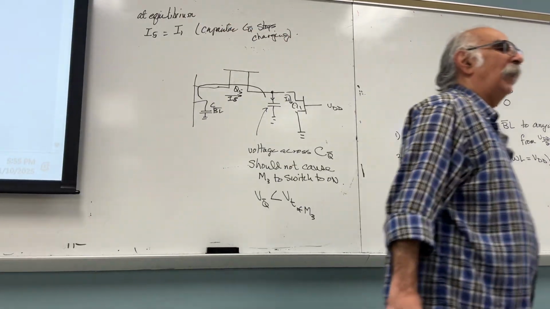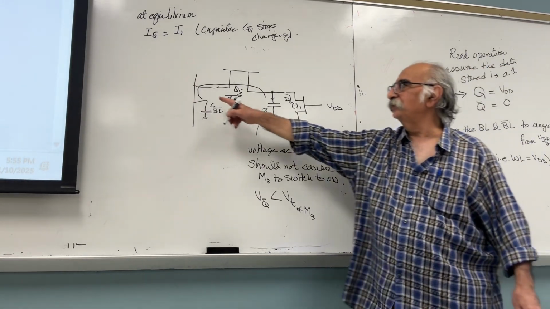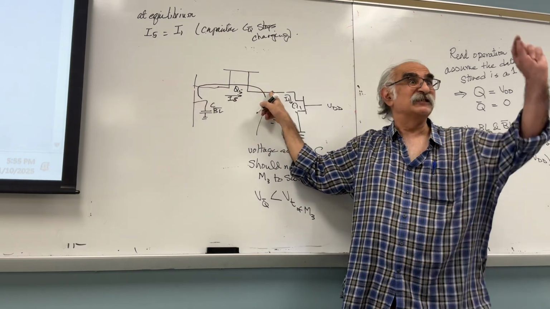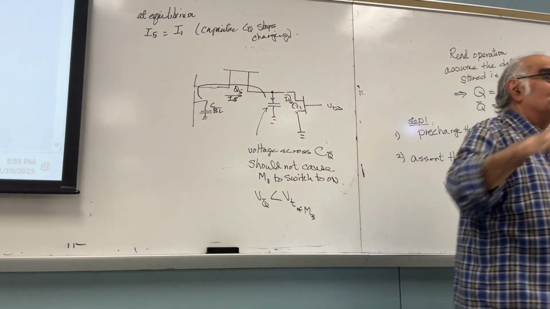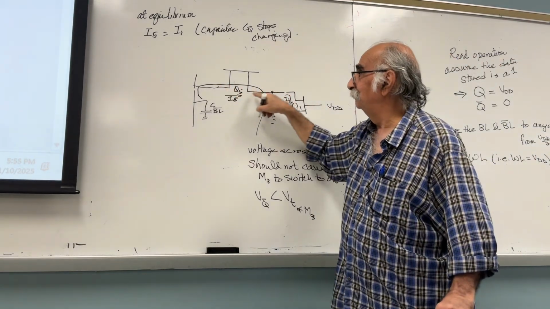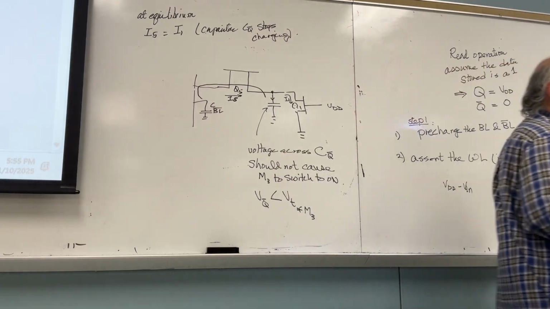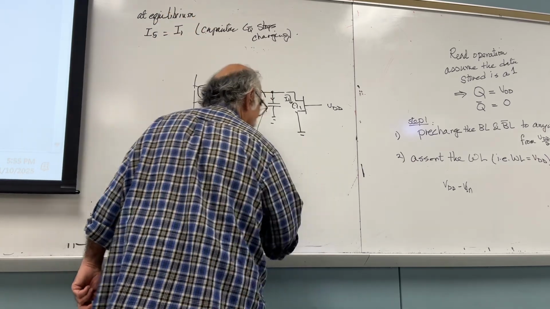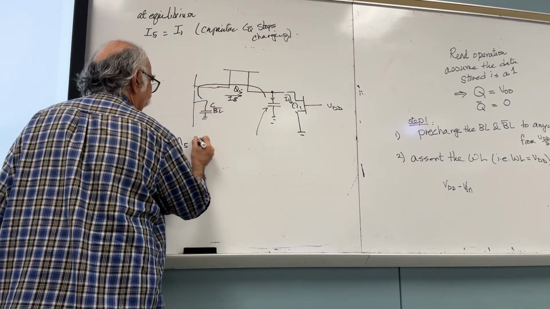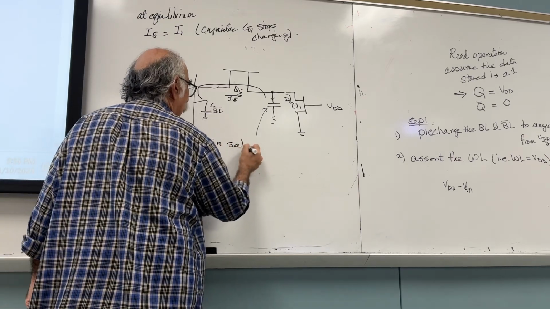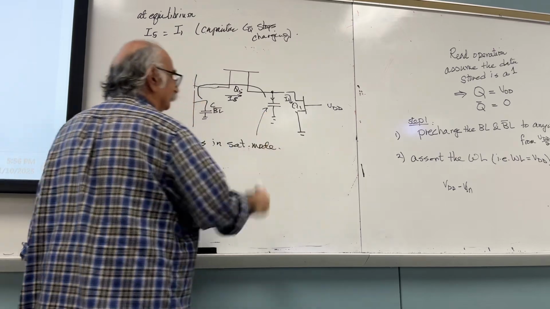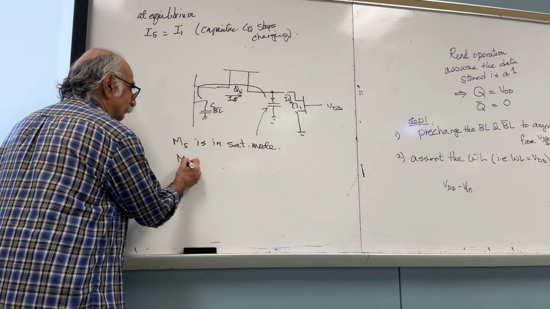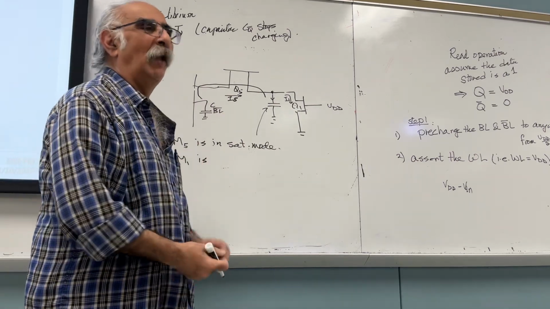What is the mode of M5? Remember, what is the voltage here? VDD. The voltage here is very small. Which means VDS is very large. Did you get it or not? M5 will be in which mode? M5 is in saturation mode. Yes? What about M1?